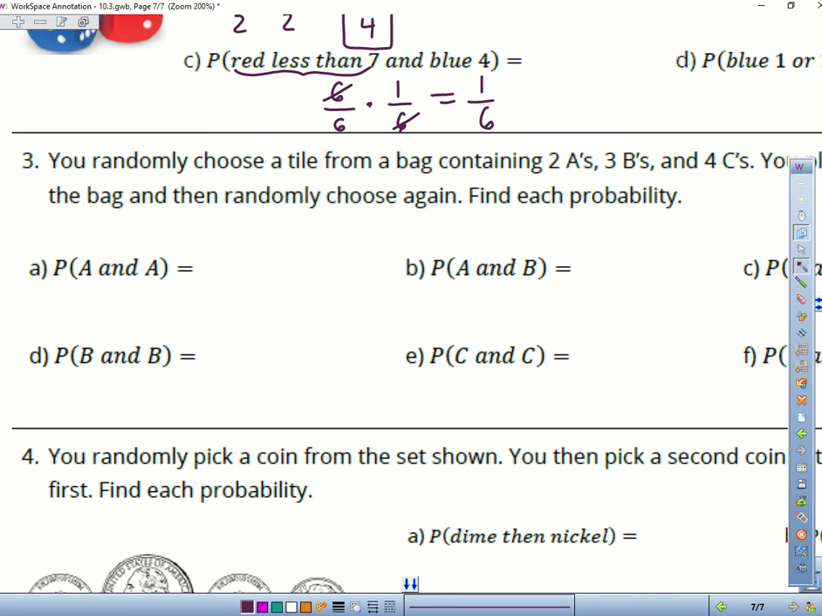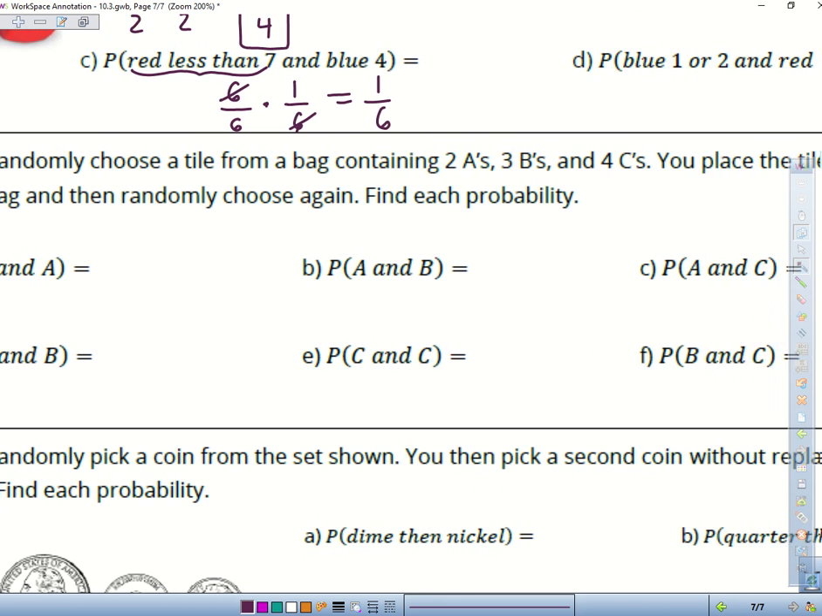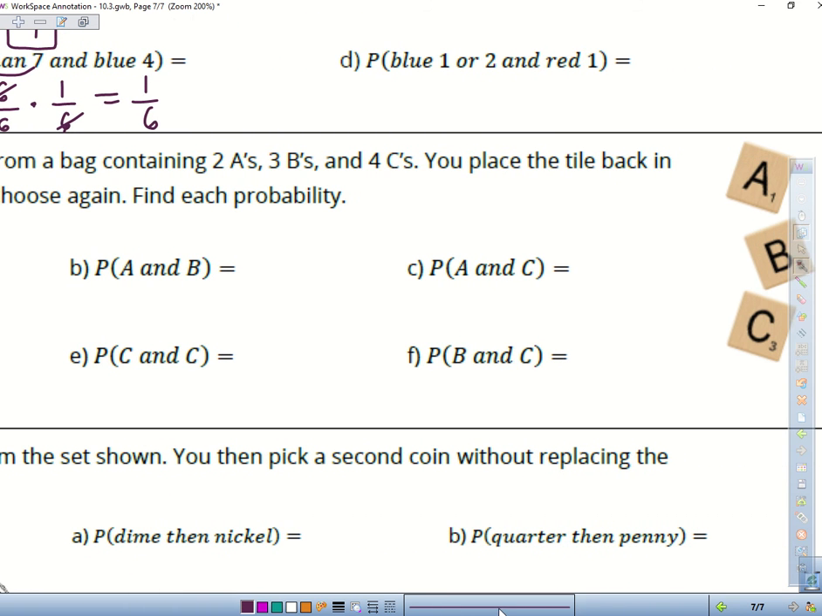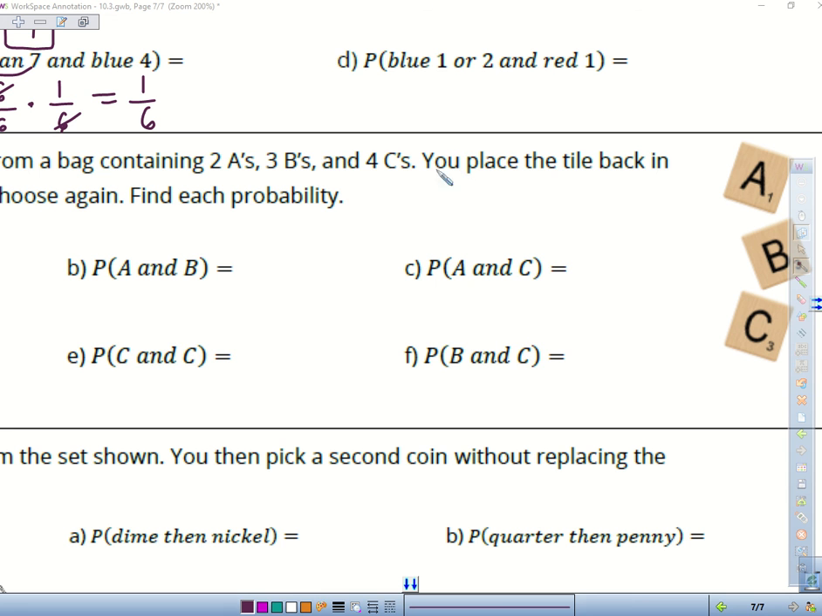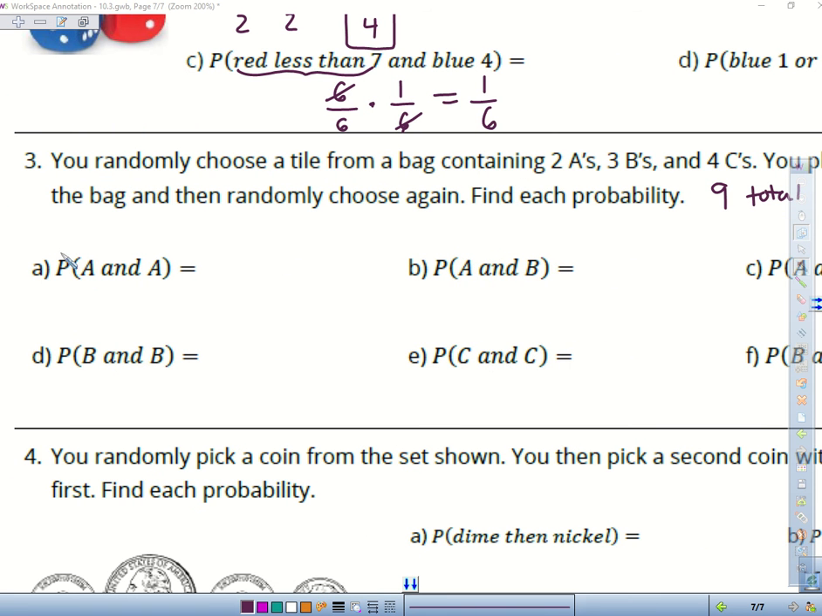So you randomly choose a tile from a bag containing 2 A's, 3 B's, and 4 C's. How many total letters is that? 9. So you place the tile back. This is really important. When you place the tile back in the bag, that means you're resetting it back to normal each time. So what's the chance of getting an A and an A? What's the chance of getting an A? 2 out of 9. And then to do it again, it's also 2 out of 9. That's how you do it.